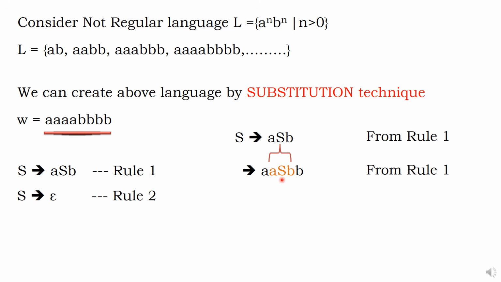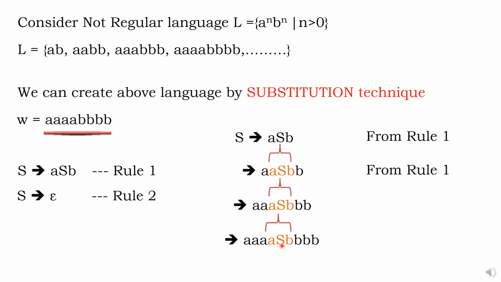Continue the same work. Replace this S by ASB. Already 2 more A's, 2 more B's. Come on. Sir, I reached 3 A's, 3 B's. What is our target? 4 A's, 4 B's. Sir, one more time you do, sir. Problem solved. Come on. Replace S by ASB. Yes. So 4 A's, 4 B's. I achieved my result. Sir, I don't like this.